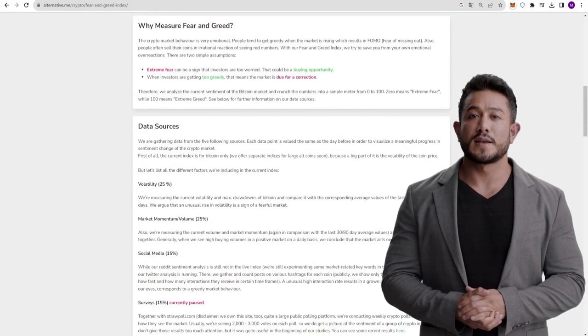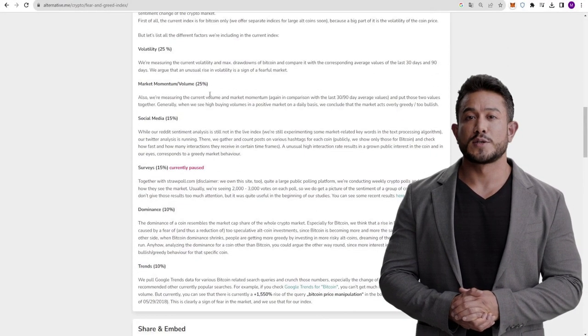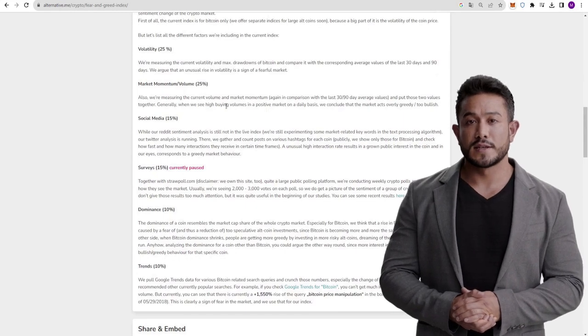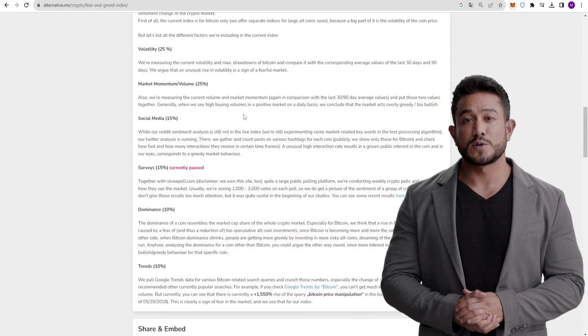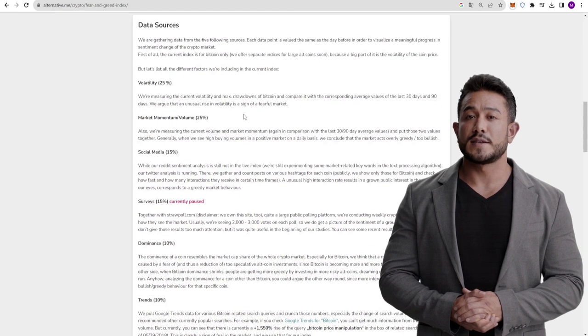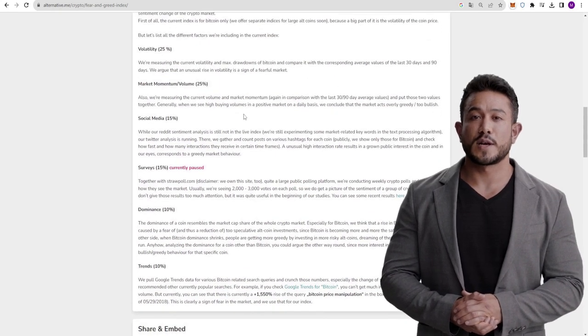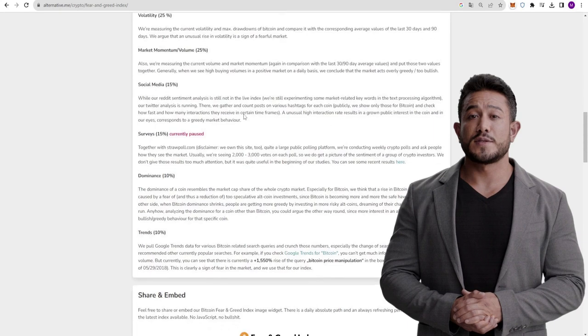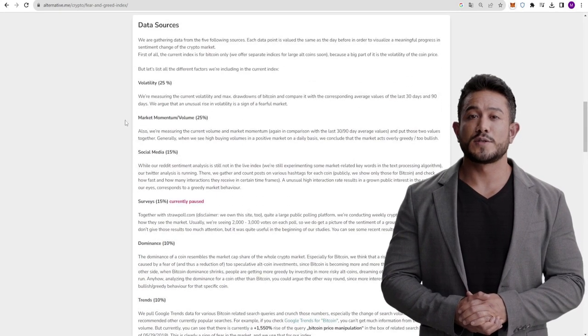When calculating the index, important criteria are used. Factors such as volatility, market momentum, volume, social media, surveys, Bitcoin dominance, and search trends are investigated. As a result of this research, an index score is created.